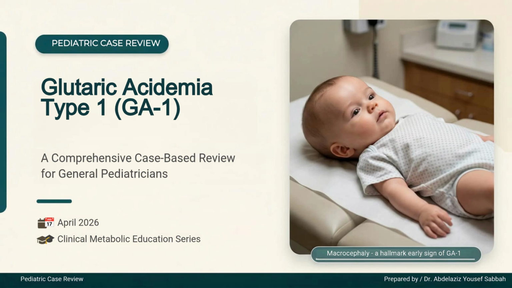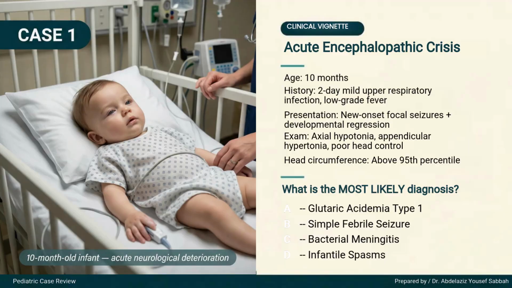Let us begin. Case 1. A 10-month-old infant presents with a 2-day history of mild upper respiratory infection and low-grade fever. He now develops new-onset focal seizures and developmental regression. On examination, there is axial hypotonia, appendicular hypertonia, and poor head control. His head circumference is above the 95th percentile. What is the most likely diagnosis?